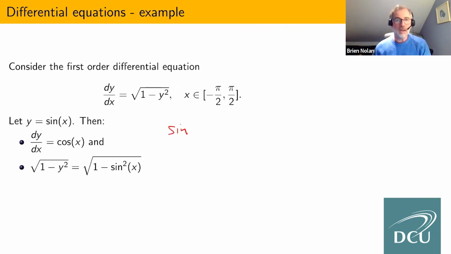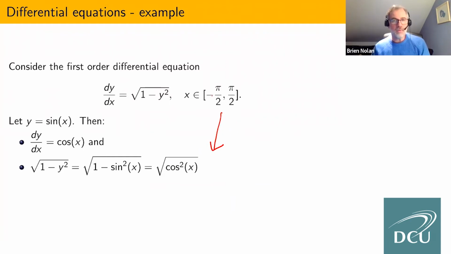And let's remember that sine squared x plus cos squared x is always equal to 1 for all values of x. So 1 minus sine squared is actually going to be equal to cos squared of x, from that trigonometric identity. So that will be the square root of cos squared x. And now, well, that could be plus cos x or minus cos x.